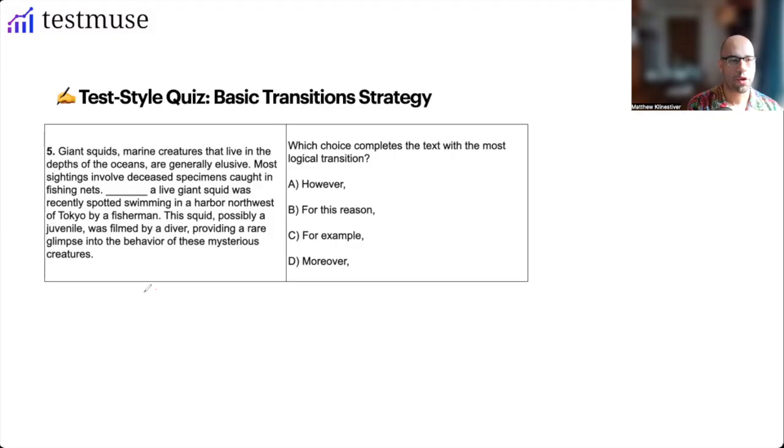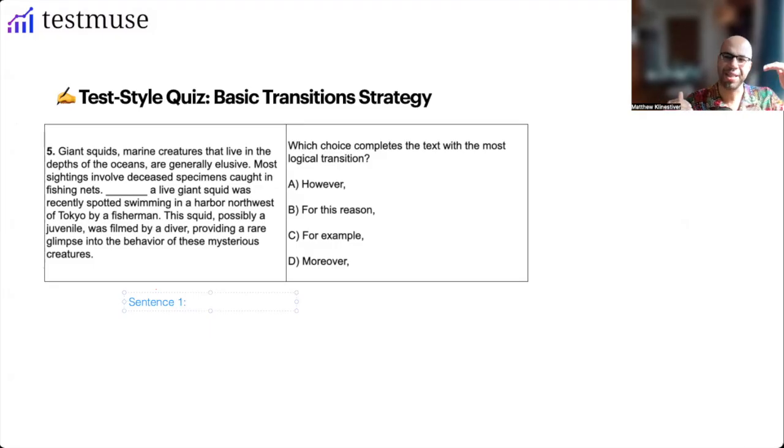Giant squids, marine creatures that live in the depths of the ocean, are generally elusive, meaning we rarely see them. Most sightings involve deceased specimens caught in fishing nets. Okay, so a live giant squid was recently spotted swimming in the harbor northwest of Tokyo by a fisherman. This squid, possibly a juvenile, was filmed by a diver, providing a rare glimpse into the behavior of these mysterious creatures.